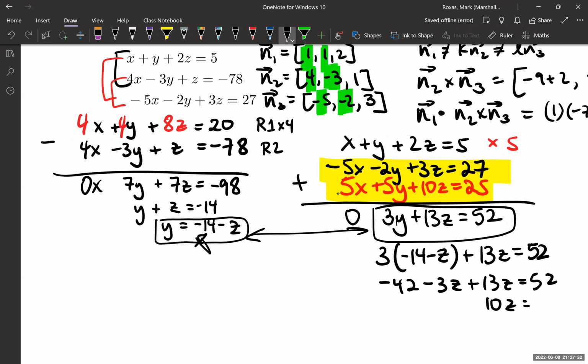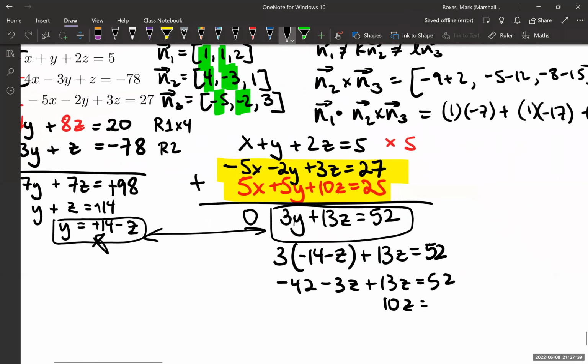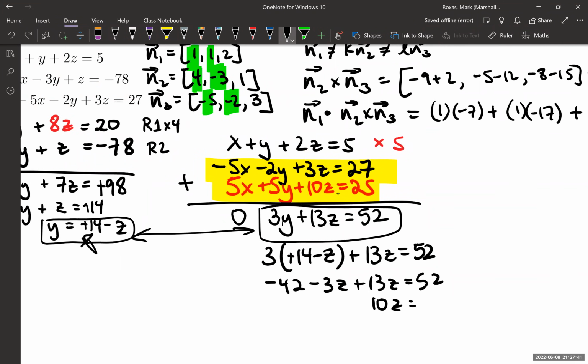Negative 3 times negative 14 is plus 42, so this is plus 14. My bad. So this makes it plus 42. And then 52 minus 42, when I bring it over to the other side, is 10. Divide both sides by 10, I get z equals 1. I guess that just shows you that one silly mistake can throw off everything in this entire calculation. So you've got to be very careful here. So there's z equals 1.